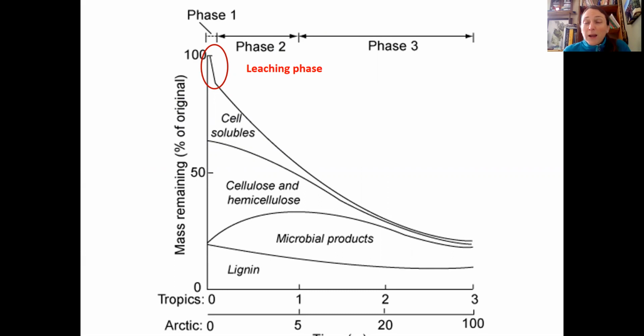And you can have a really rapid loss of mass in the leaching phase. Some leaves, when you first put them in the stream, will lose up to 25% of their mass just in the first day or two, due just to leaching. And then you're left with these more recalcitrant things like cellulose and hemicellulose and lignin in these later stages of decomposition.